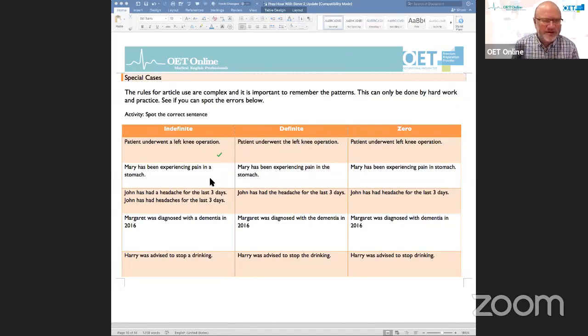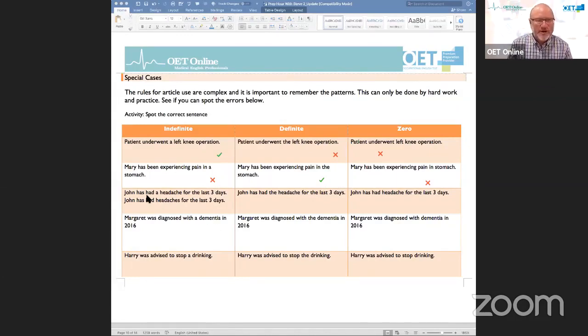So next one, Mary has been experiencing pain in the stomach. Well, we might do the rule out thing here, so we know these are wrong. A stomach. Well, no, we can't use "a." Mary has been experiencing pain in the stomach. How does that sound? Or Mary has been experiencing pain in stomach. Well, it's a body part, everyone, so we need to put the definite article. I'll talk these through, and you just type in what you think's right.